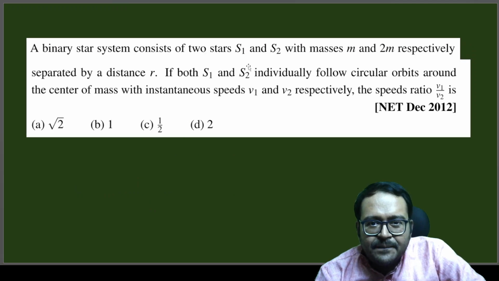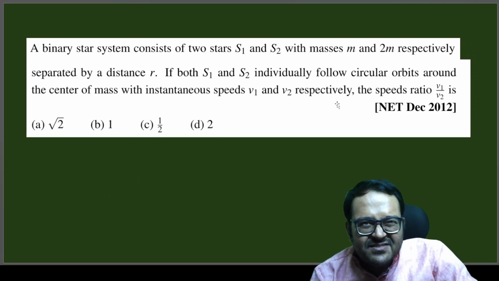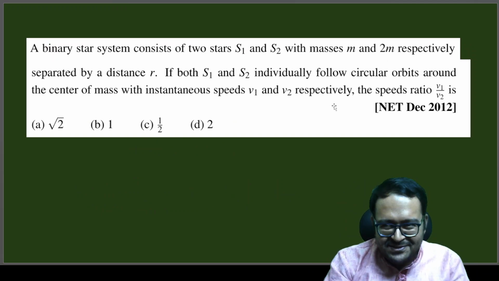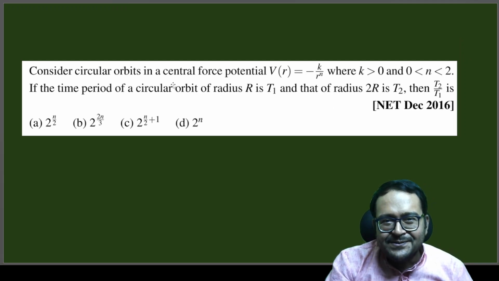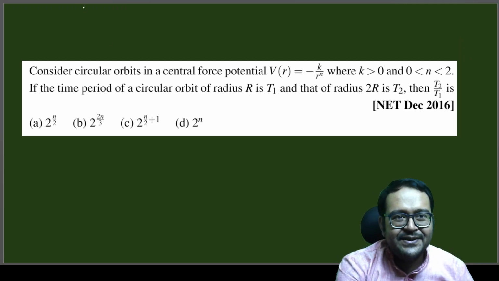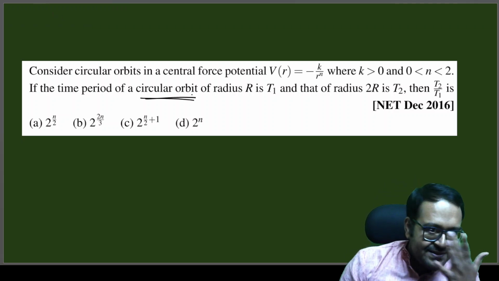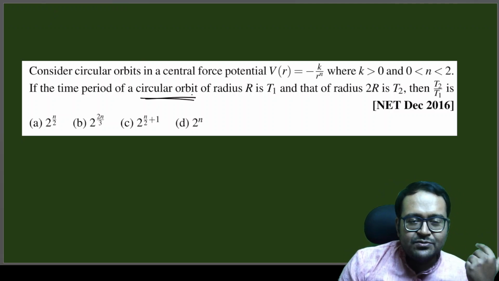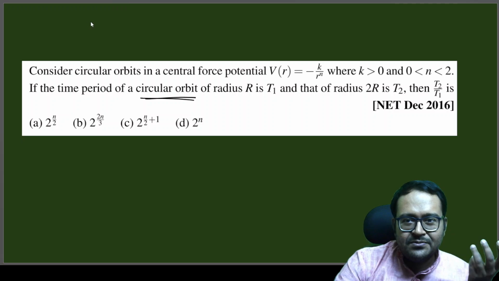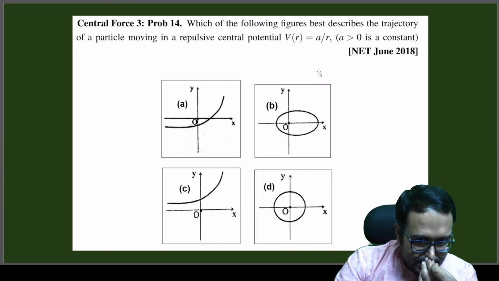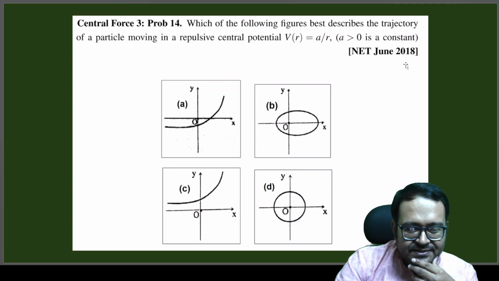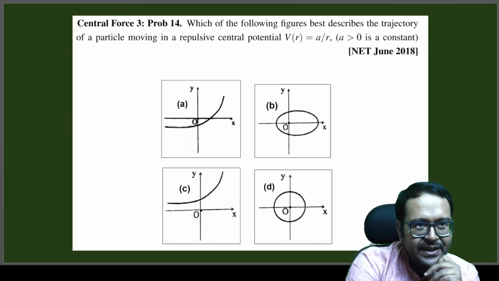No issues. Binary star, slightly problematic, but not that tough. You can always work it out. This is also a similar thing: circular orbit. Whenever you see a circular orbit, you get that idea: mv squared by r should balance the force. So whatever potential is given, you find the force from there and do this. Not tough. No calculation was required to do this problem.